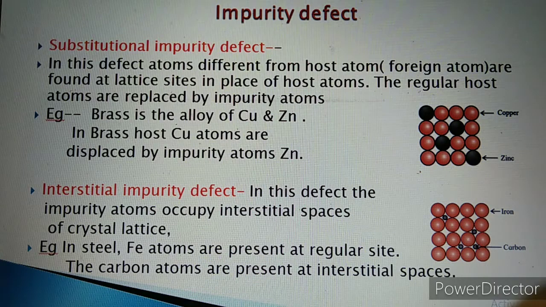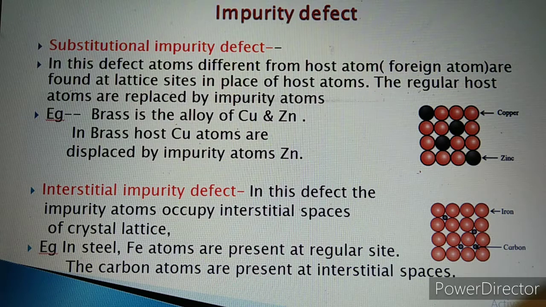First I'll explain what the impurity is. Impurity defect arises when foreign atoms, that is, atoms different from the host atom, are present in the crystal lattice. Then that defect is called an impurity defect. Any foreign atom present other than the host atom makes the defect an impurity defect. Again, there are 2 kinds of impurity defect: substitutional impurity defect and interstitial impurity defect.